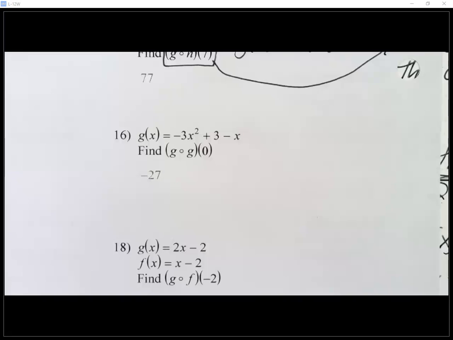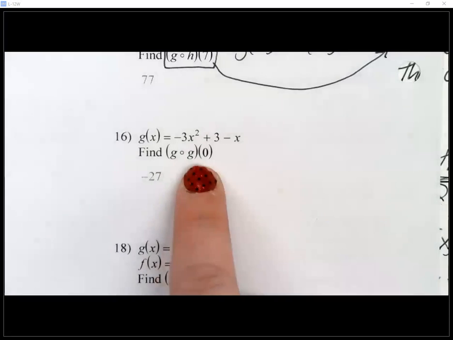This is a unique situation because we're composing a function with itself. You can do that. I can take the g function and I can put it back into itself. I can do it with any function. You can compose f with f, h with h, doesn't matter. It just so happens that we want to evaluate at 0, but that could have been any number.